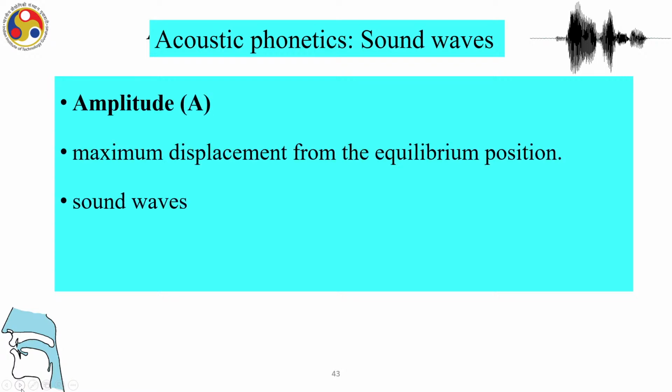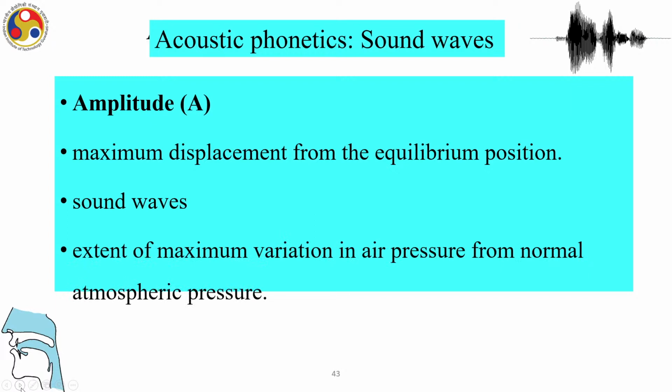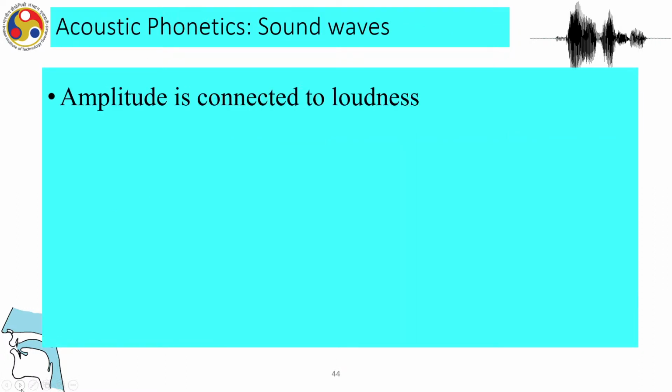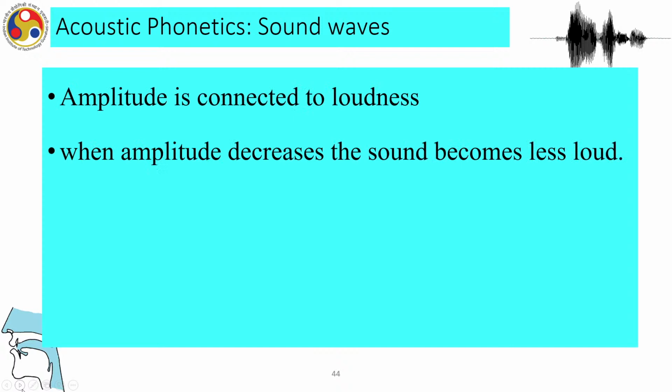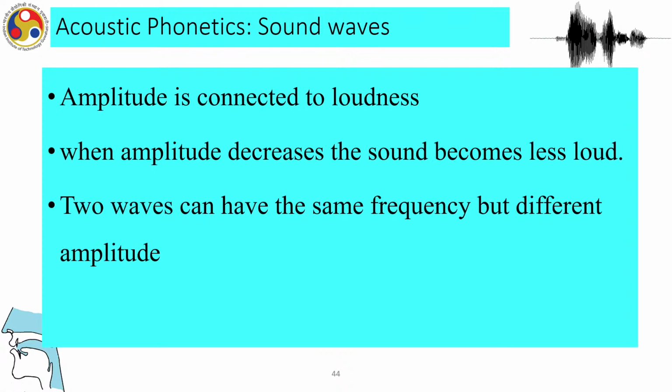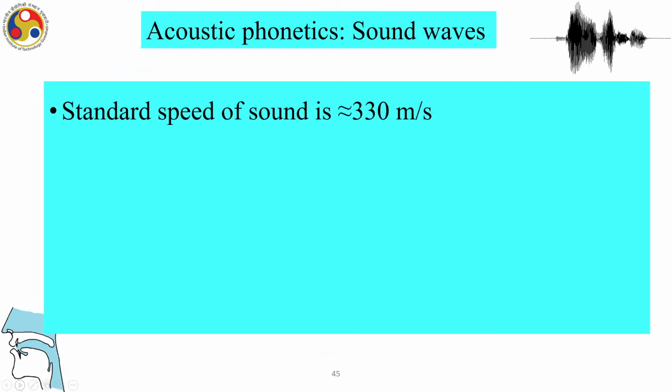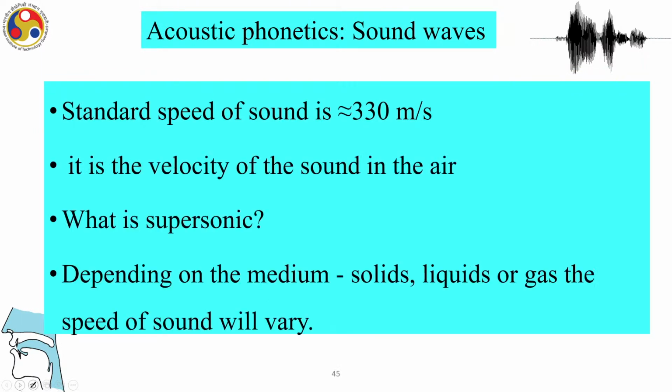And then the other important properties are the maximum displacement from the equilibrium position, and the extent of the variation of air pressure, which will tell you about the amplitude. Amplitude is connected to loudness: the louder the sound, the higher the amplitude. These are the basic things that we studied in acoustic phonetics.